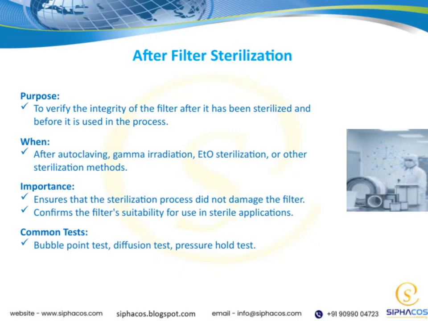Now, let's discuss what happens after a filter has been sterilized. The main purpose here is to verify that the filter remains intact and functional after sterilization, before it's actually used in the process. This step is critical because sterilization methods like autoclaving, gamma irradiation, or ETO can sometimes affect the filter's integrity. It's important to perform this verification after each sterilization cycle to ensure the filter hasn't been damaged in any way. This helps us confirm that the filter is still suitable for use in sterile applications, which is essential for maintaining product safety and quality.